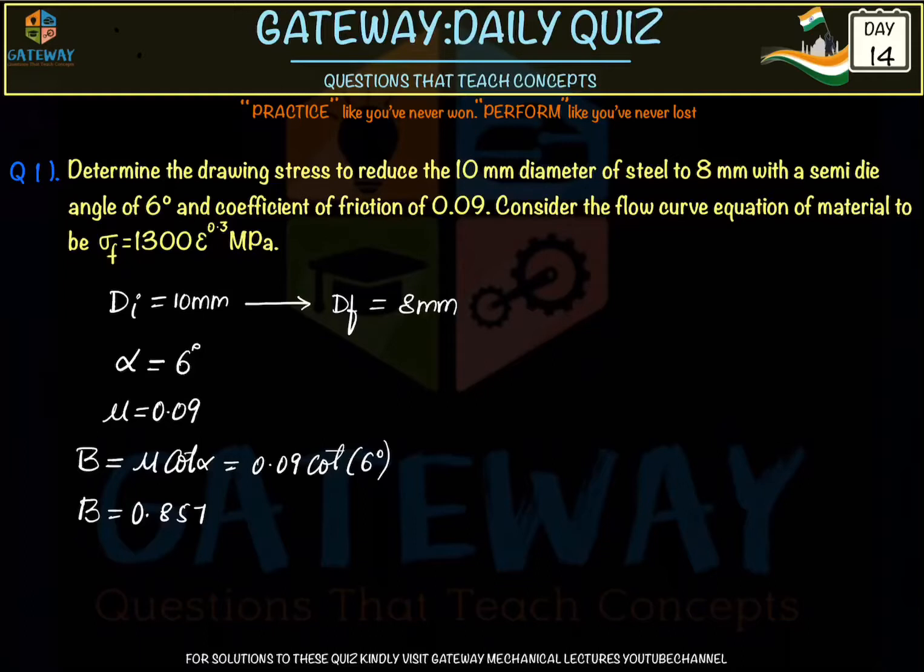For that we need to first calculate the true strain here. Based on the true strain, we will get the mean flow stress, or the nominal stress value. Here only the flow curve equation was given. How exactly is the flow curve equation obtained?